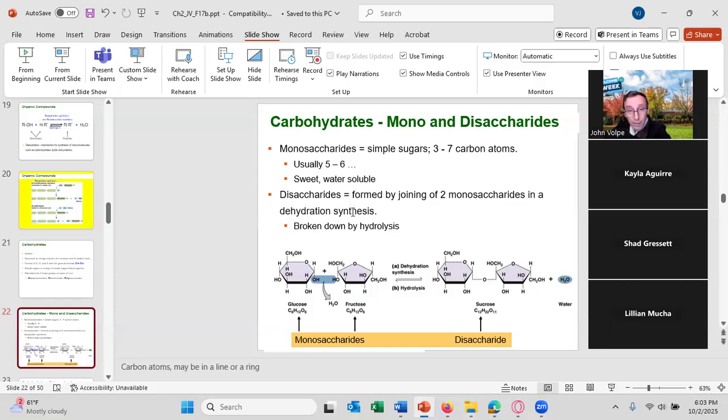A disaccharide is formed when you combine two monosaccharides, such as sucrose, and then you can split a disaccharide, such as sucrose, by adding water. The water breaks apart. The OH minus group adds to the glucose, and the H of the water adds to the fructose, and then the disaccharide by hydrolysis will break down into fructose and glucose. Any question about any of that?